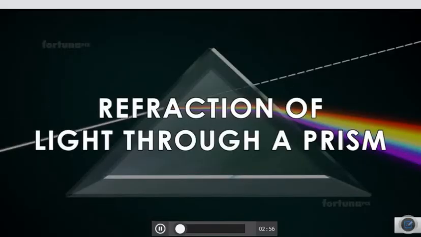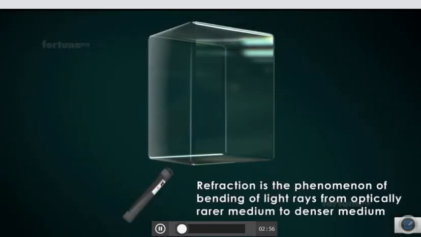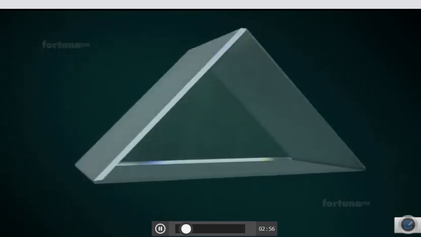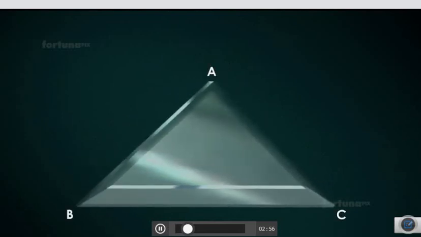Diffraction of light through a prism. Refraction is the phenomenon of bending of light rays from an optically rarer medium to a denser medium. A prism is a triangular transparent optical device. When we shine a beam of light on one face of the prism, the light ray that strikes that face is called the incident ray.